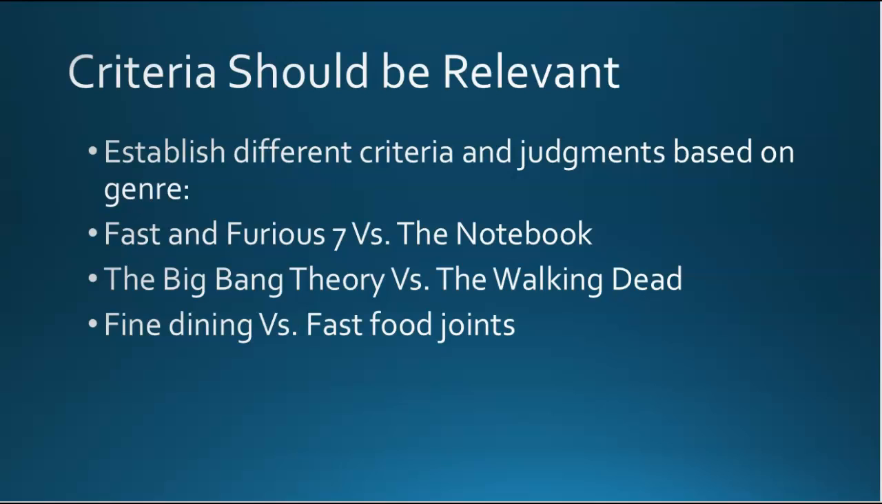So even though they're both films, you have to think, well, this is a different category of film, so my criteria is going to be different. The same for a television show, The Big Bang Theory versus The Walking Dead, both TV shows, but different categories. And then a fine dining restaurant versus a fast food joint, right? You have different expectations, so the criteria is going to be different. So make sure that you are being really mindful about selecting criteria that's relevant and specific to the category that you are focusing in on.